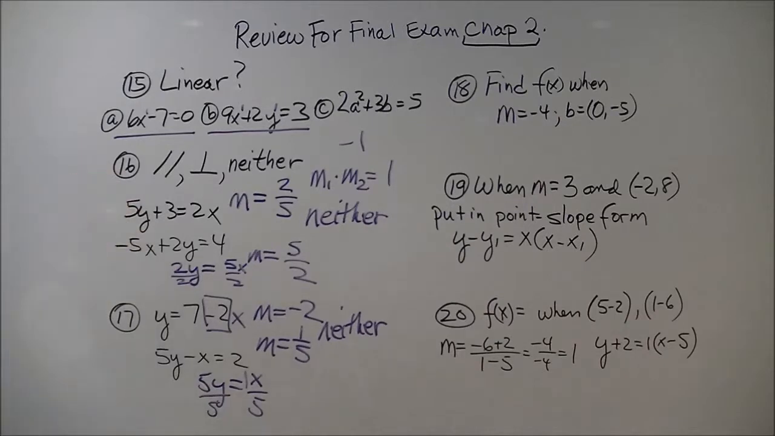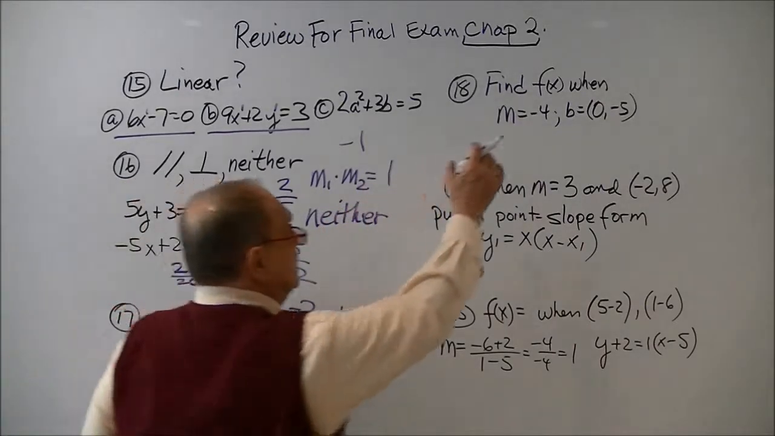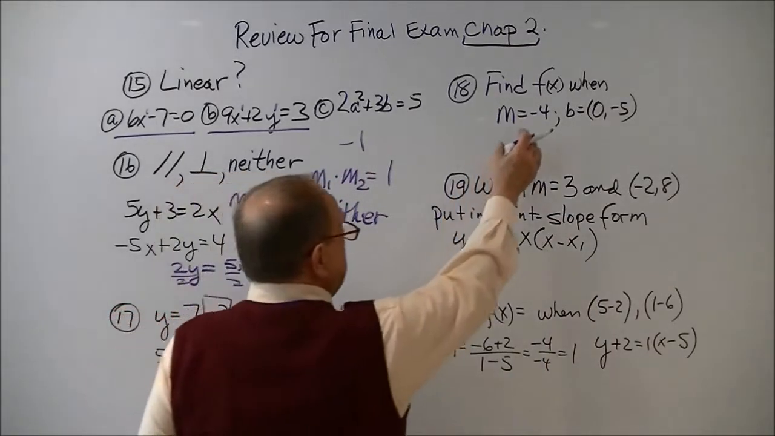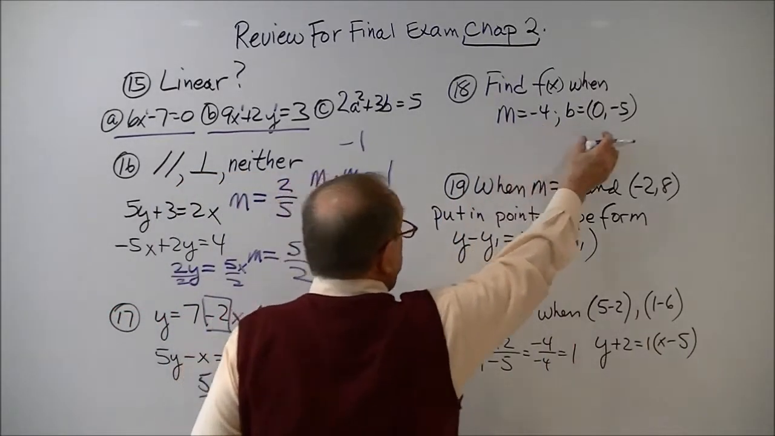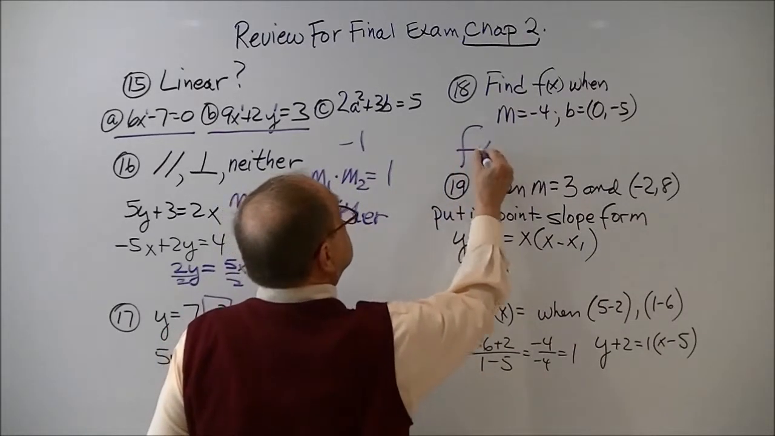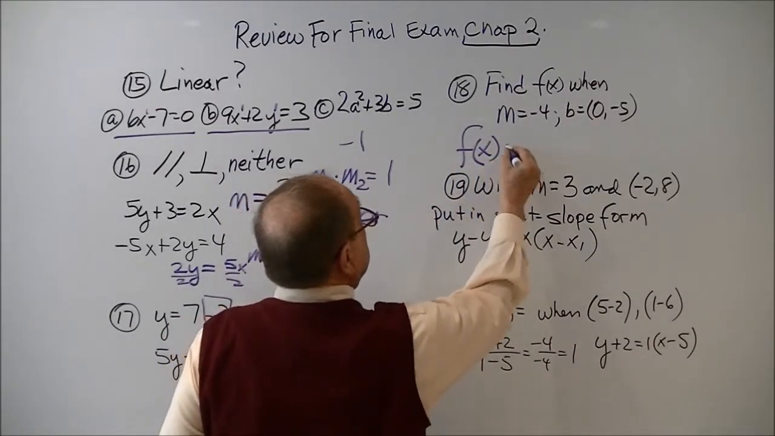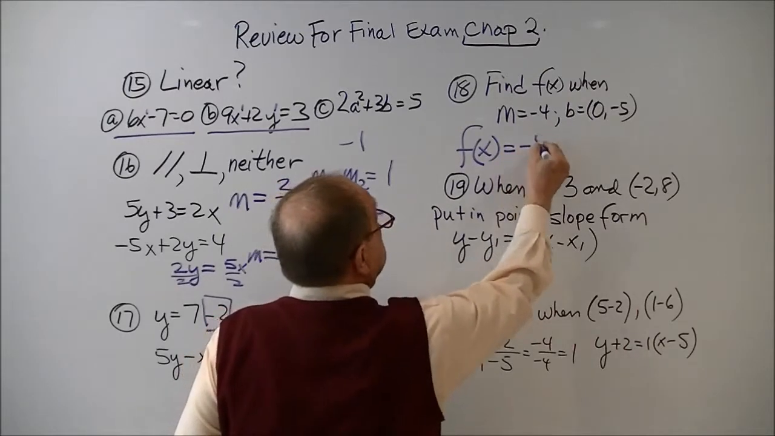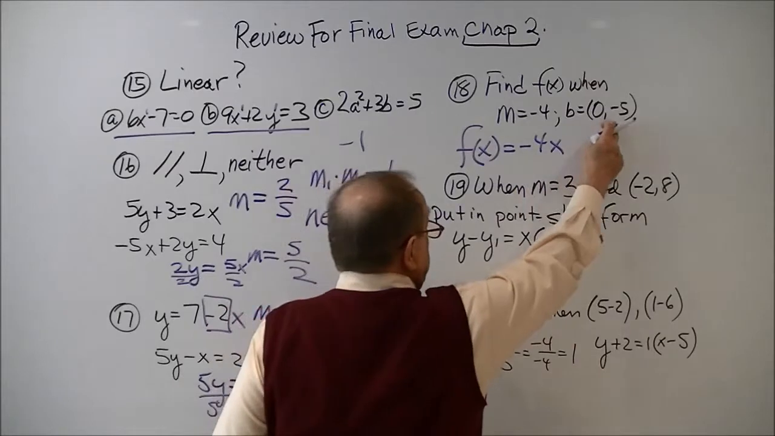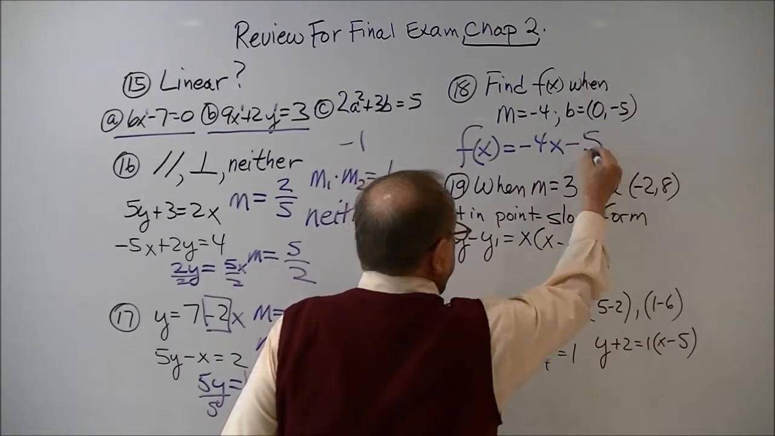Now, for number 18, they want to find an equation in this format, function format, when we have our slope is this and our y-intercept is that. Well, that was an easy one. Our slope is -4. We have to put the x there. And then our y-intercept is -5.